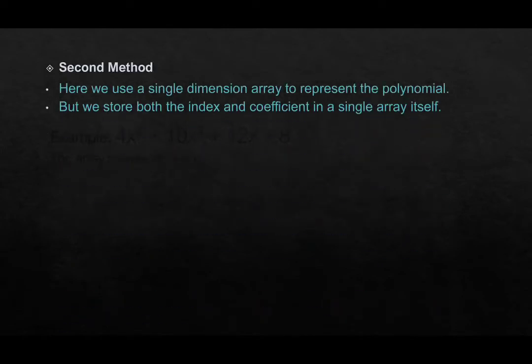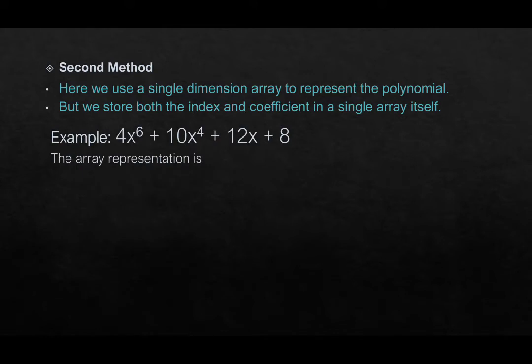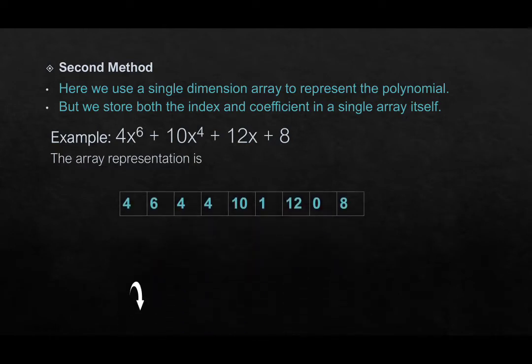Now let's discuss the second method. Here we use a single dimension array to represent the polynomial, but we store both the exponent and coefficient in a single array itself. Here is an example: 4x raised to 6 plus 10x raised to 4 plus 12x plus 8, and the array representation is like this. 4 is the number of terms in the polynomial expression and 6 is the exponent of the corresponding coefficient 4.